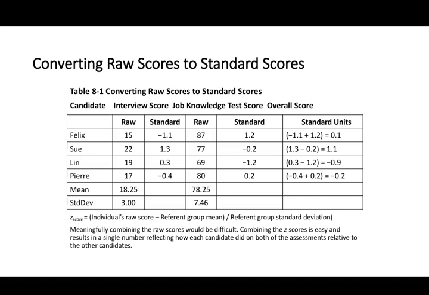As you can see at the bottom, just to reinforce this, meaningfully combining the raw scores is difficult. Combining the z-scores is easy because they all reflect the same thing: how many standard deviations above or below the mean they are. So when you combine them, that's a more meaningful combination than combining the raw scores. That's how you would want to do this, and you'll be asked to do some of this in some exercises.